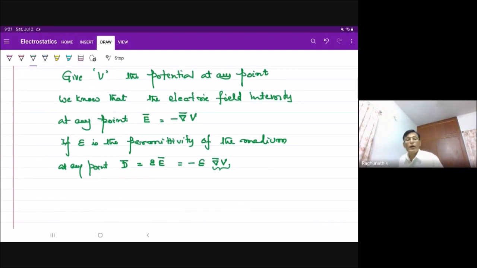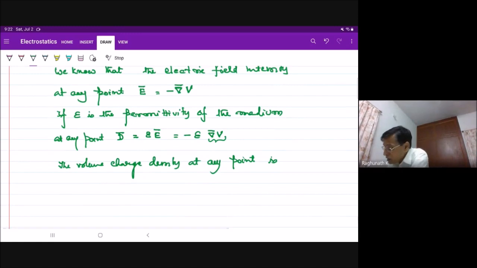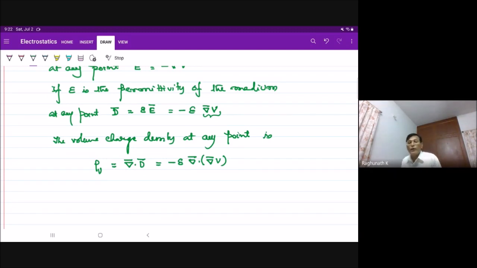If D bar is the displacement flux density at any point in the field, the volume charge density at any point is rho V is equal to del bar dot D bar is equal to minus epsilon del bar dot del bar V. Any vector dot vector is vector square, magnitude squared actually.